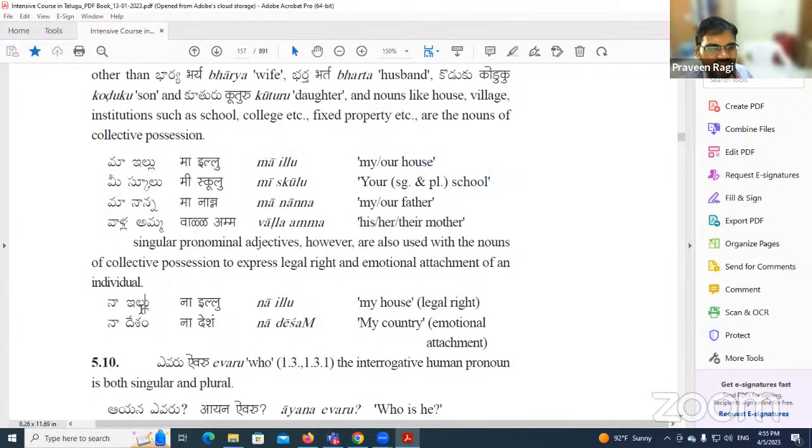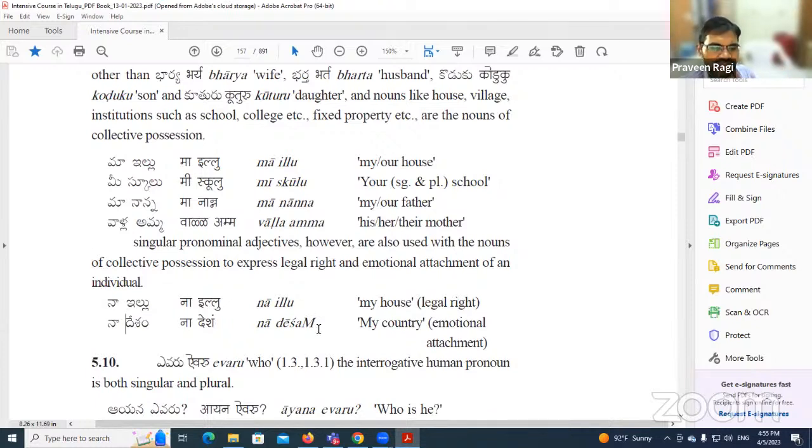But if only one person owns that one, in such case, instead of "ma," we can say "na." "Idi na illu." If I want to highlight it is mine, maybe two people are fighting, then in such context only, he can say "na illu," my house. "Na desham." Maybe for another person who belongs to some other country, in such case, the person can say "idi na desham," like that.